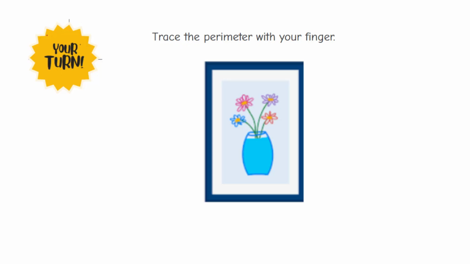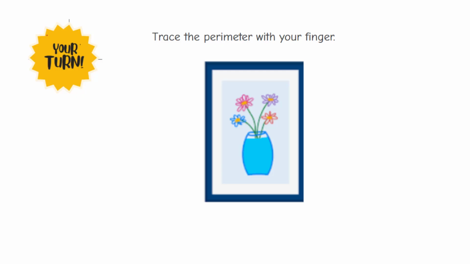I want you to trace the perimeter of this picture with your finger. Each time, we're only going to do 5 practice pictures. I want you to turn off your video, trace that perimeter, turn it back on, and then I'll trace it with you.